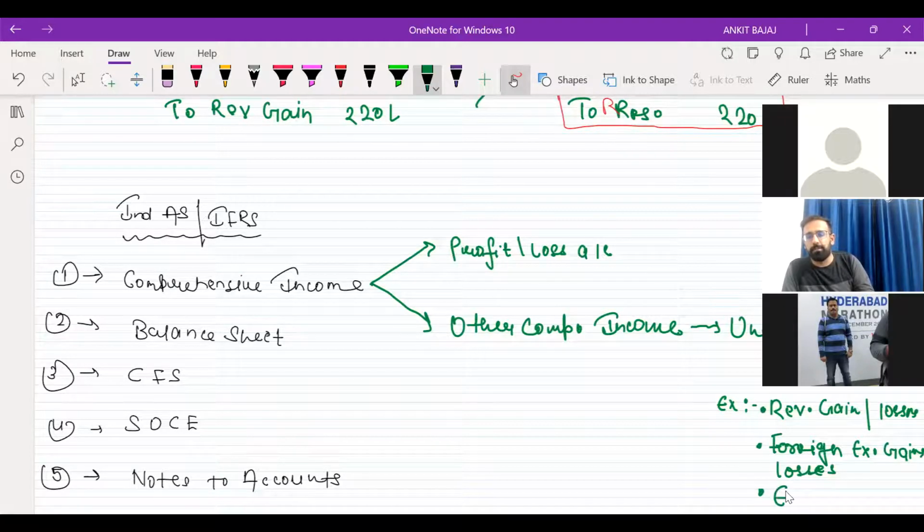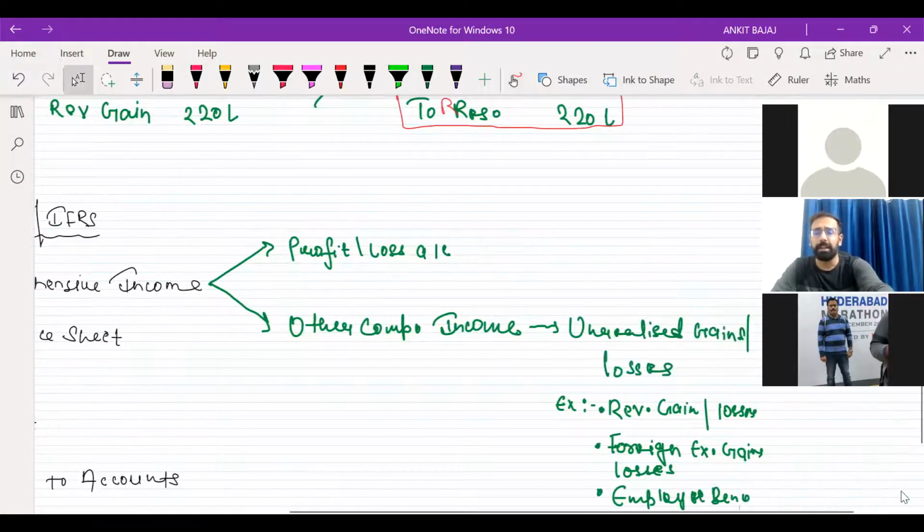Or there are some employee benefit related transactions which we have to record here, right? We will discuss those transactions in detail. If there is any unrealized gain or loss, what we have to do is record it in other comprehensive income, right? So this is the difference between the old format and the new format.